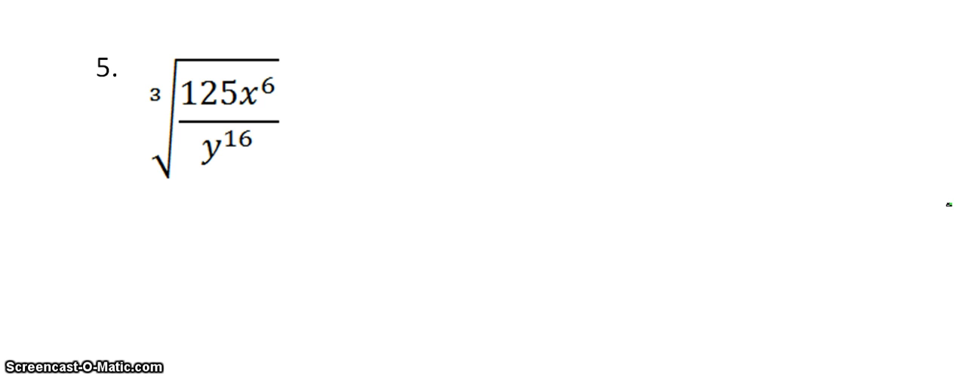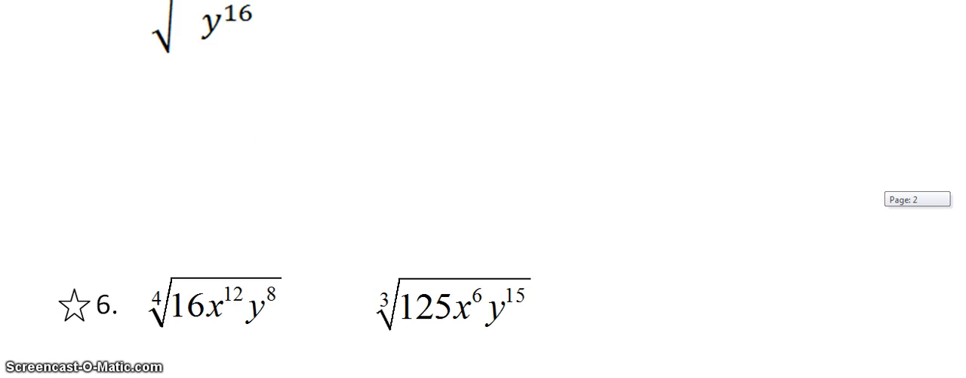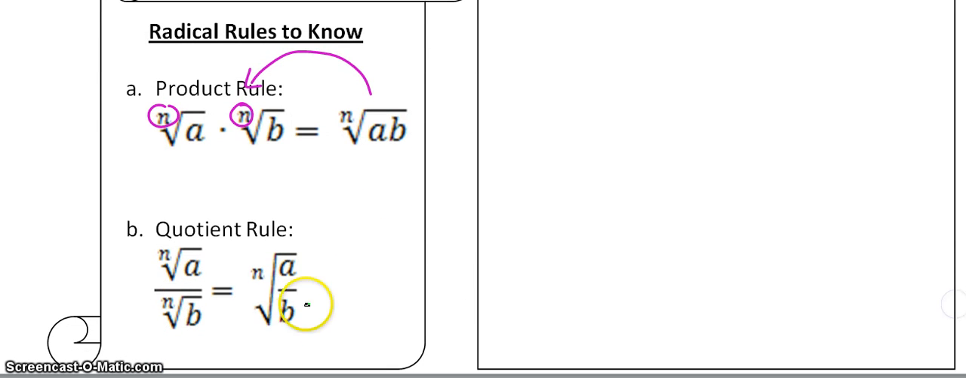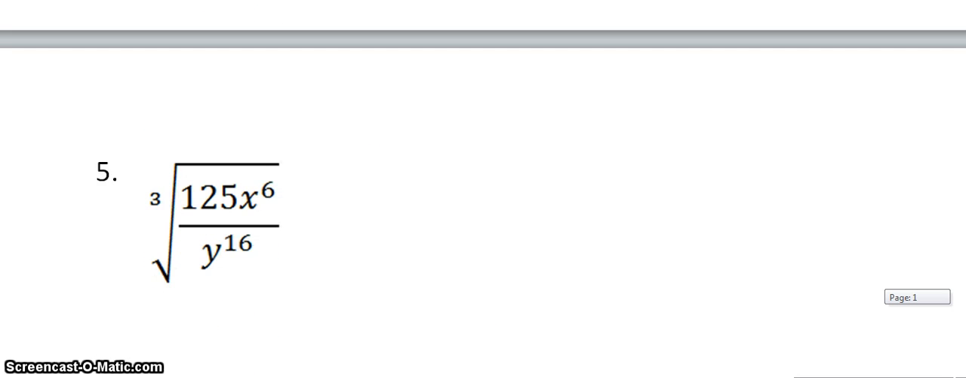This one's more complex because it has fractions and multiple variables. For this problem, I want to look at the quotient rule. The quotient rule says that if you have a root of something that's being divided, you can break it down into separate roots and divide those separate roots. So if I have like the square root of 1/3, it's really taking the square root of 1, dividing it by the square root of 3. And that's what I want to use on this problem.